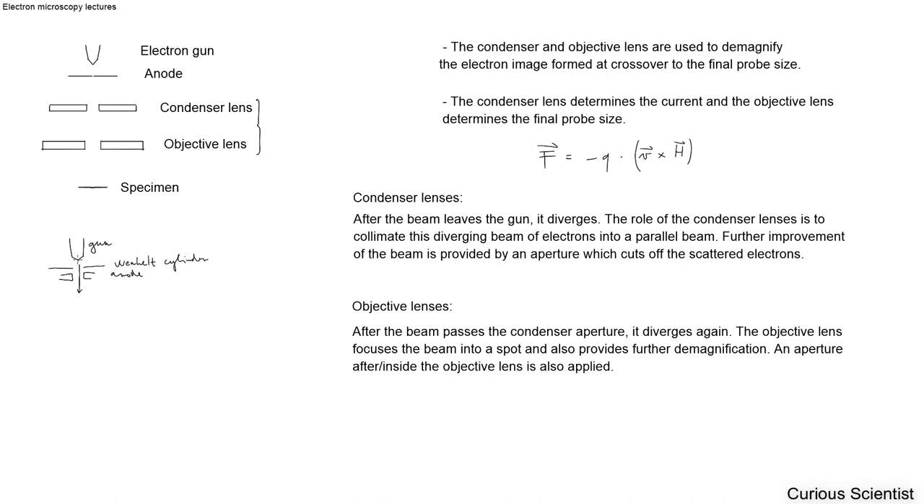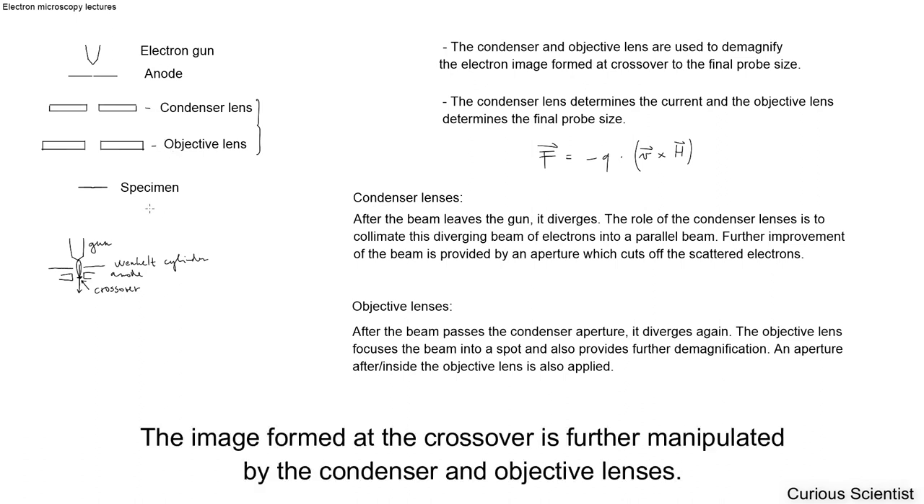When you have this kind of structure, the electron beam is not just a single line, but a sort of spread-out line. It diverges and converges, and you have one converging point somewhere in the middle of the anode or something like this. That point is called the crossover. In one of my previous lectures I made a better drawing of this. But basically, we form an image here in the crossover, and this image is manipulated by these two lenses up here, and that is demagnified.